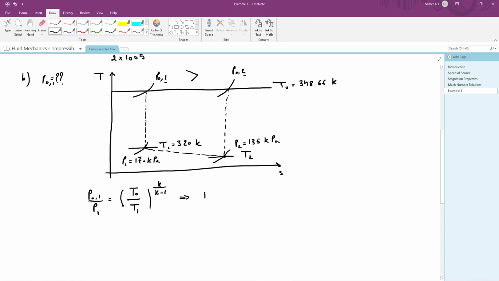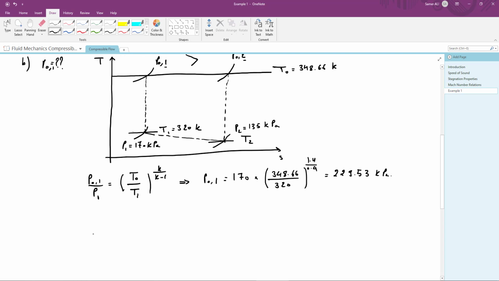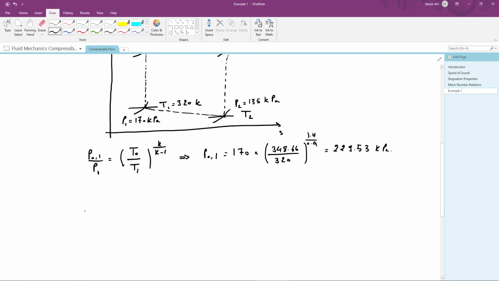So let's find P01. P01 is P1, 170, times T0, 348.66, over T1, 320, to power 1.4 over 0.4. So this will be equal to 229.53 kilopascal. So this is one way of finding the stagnation pressure P01. In fact, there is another way by using the compressible flow tables.